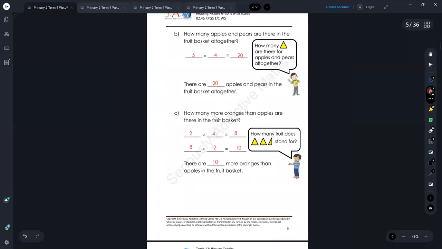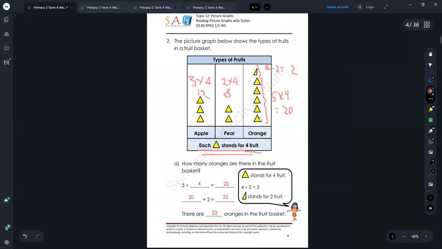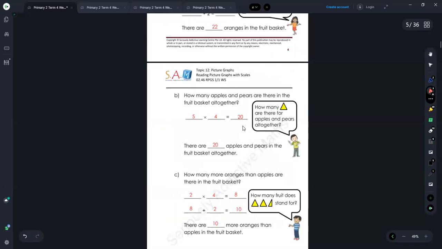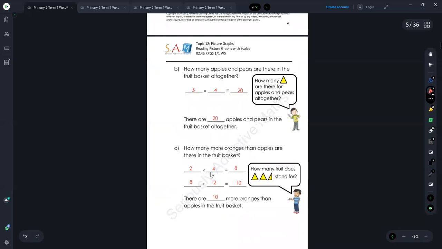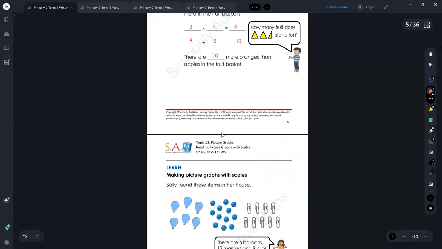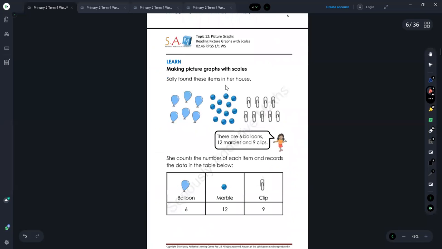Okay, same thing. How many more oranges than apples are there in the fruit basket? So oranges has got 1, 2, 3, 4, 5, 5.5. Apple has got 3. So 5.5 minus 3 is 2.5. Right? So they do 2 times 4 first, equals 8, and then the half stands for 2. Okay, so a bit complex. So take time to do this with them.